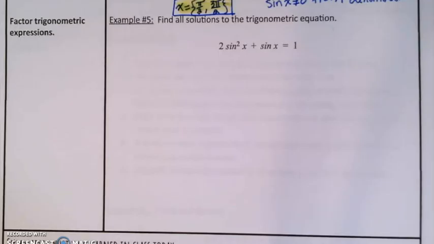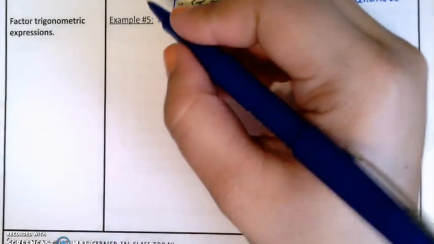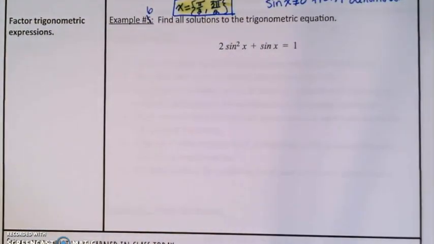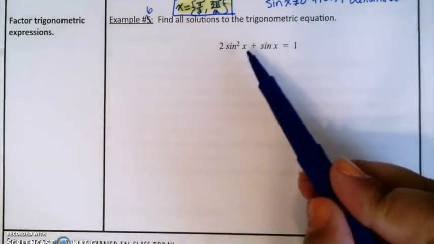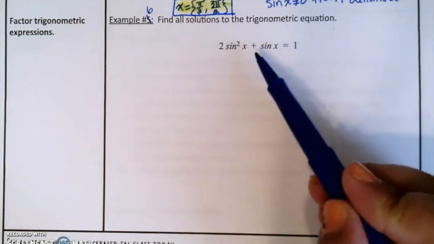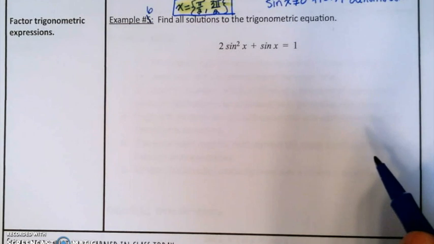All right, for the next example, it's labeled as example 5 again. Go ahead and change that to example number 6. We want to find all of the solutions to the trigonometric equation 2 times sine squared of x plus sine of x equals 1. I immediately notice that our first sine is squared, but our second sine is not, so this reminds me of a quadratic equation.